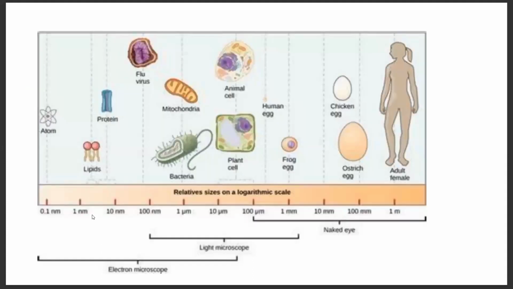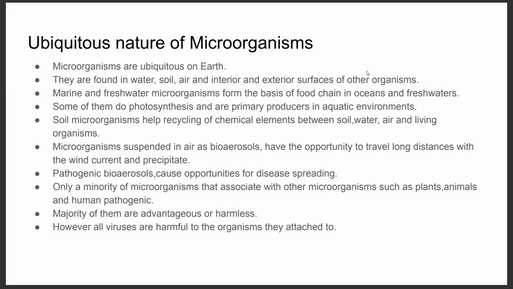So this is a picture, right? A comparison of the relative sizes. They have given the bacteria. Bacteria is 1 micrometer. That means 10 to the power minus 6 meters. Then virus, proteins, lipids, right? Then next one, the most important part in this section.